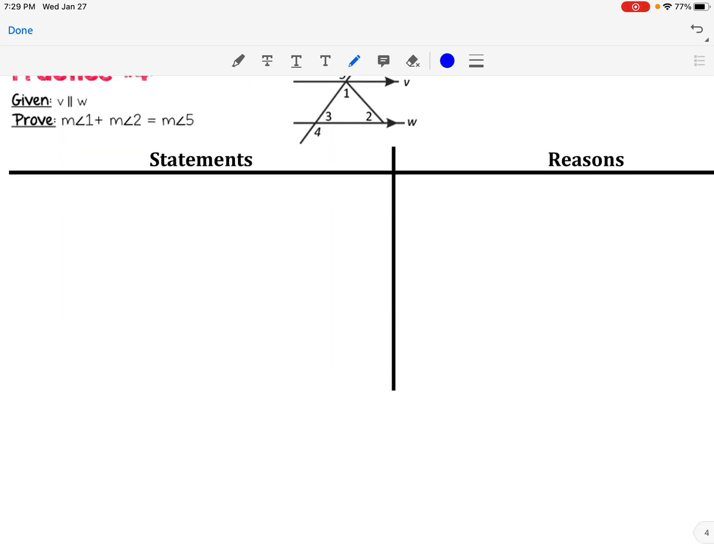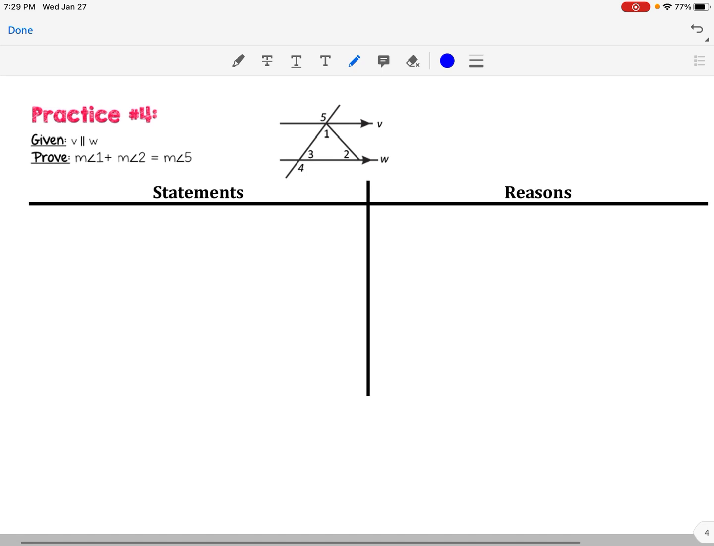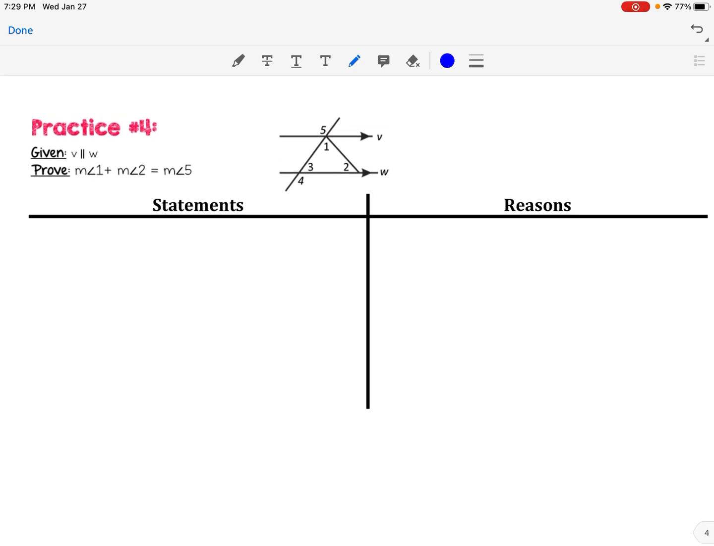Okay, and our last practice here. So we're given only that we have two parallel lines, so I'm going to write that down automatically. That is my first statement. Okay, so parallel lines, we're trying to prove that the measure of angle 1 plus the measure of angle 2 equals the measure of angle 5. This is very similar to one of our other statements, but let's just write down the relationships that we know.